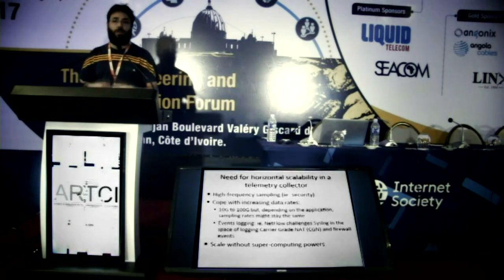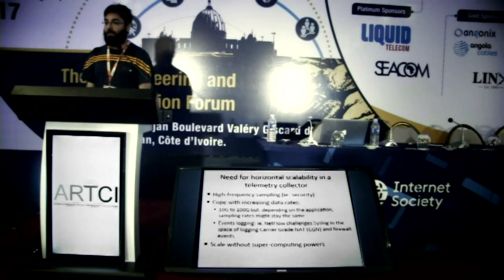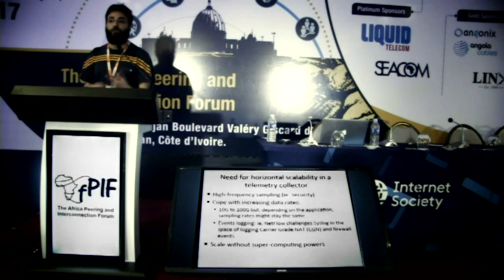And then of course, in the case of logging, for example for NAT events, imagine that you have a carrier grade NAT and you have a router and the blade that is rebooting, you suddenly may have even 1 million sessions being logged in a very short amount of time. So you have a lot of events.